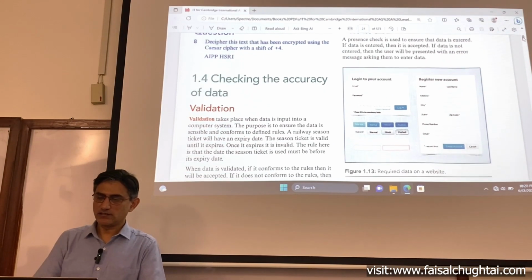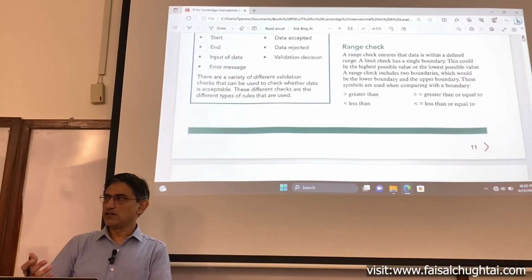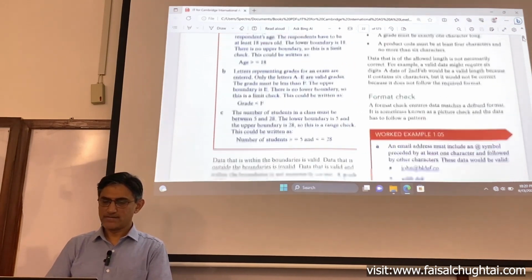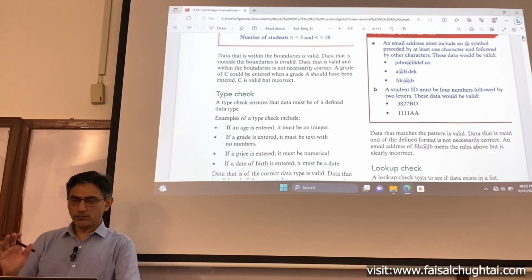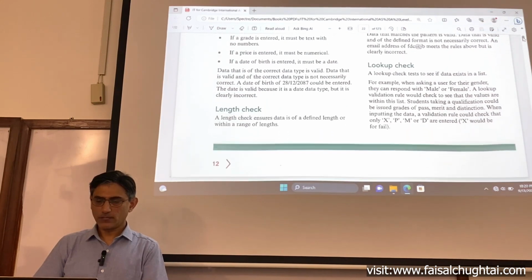What is the presence check? What is the range check? And then there's another check linked to range check, which is a limit check. So what is the difference between the range check and the limit check? Type check. So these are the ones that we covered yesterday. So I am going to move on from here for today.